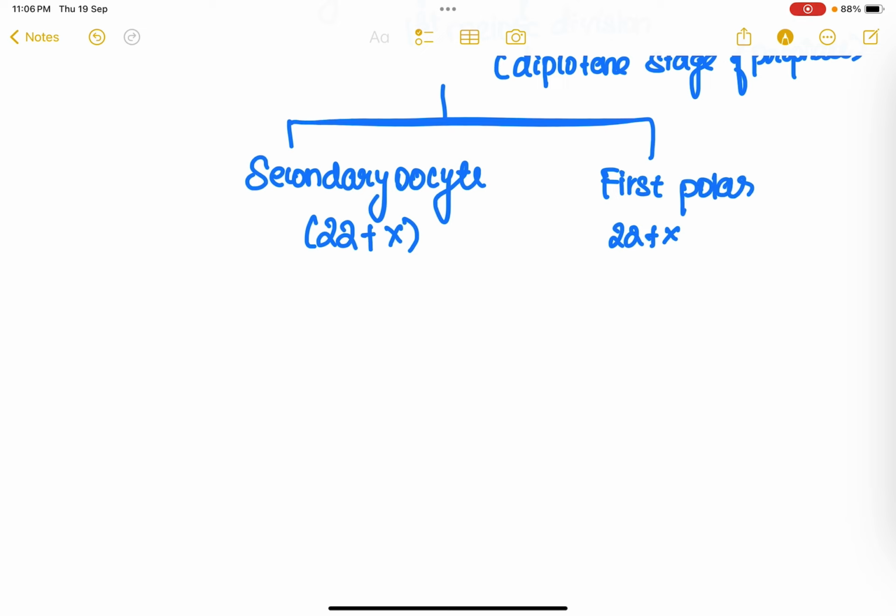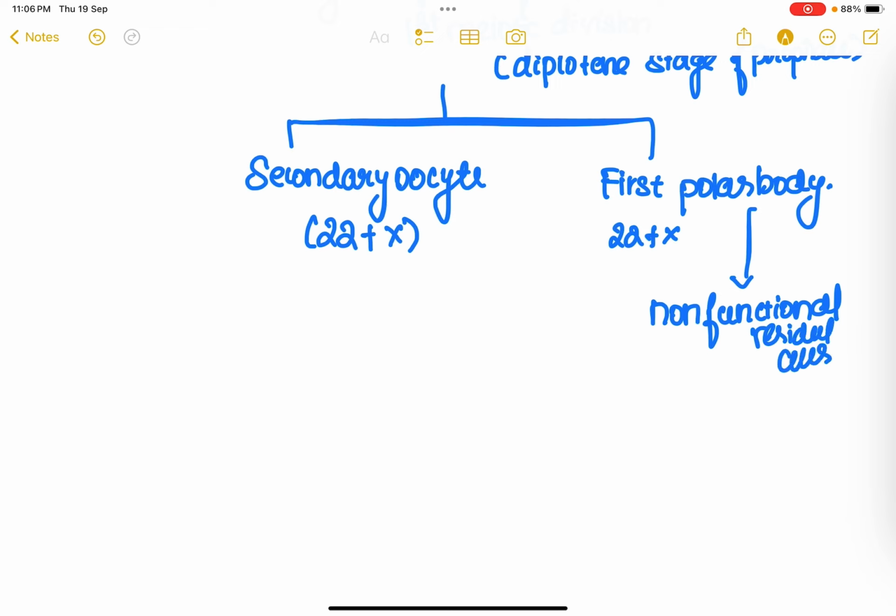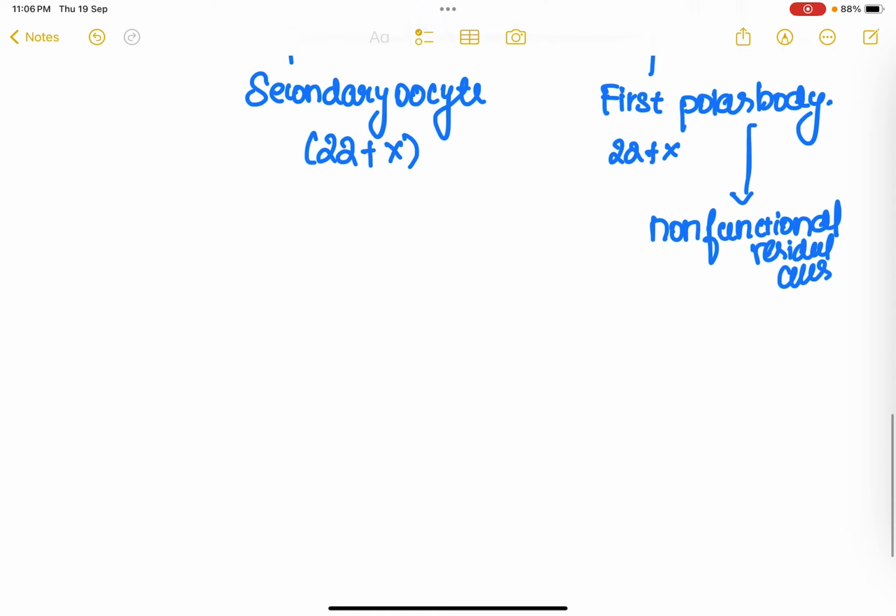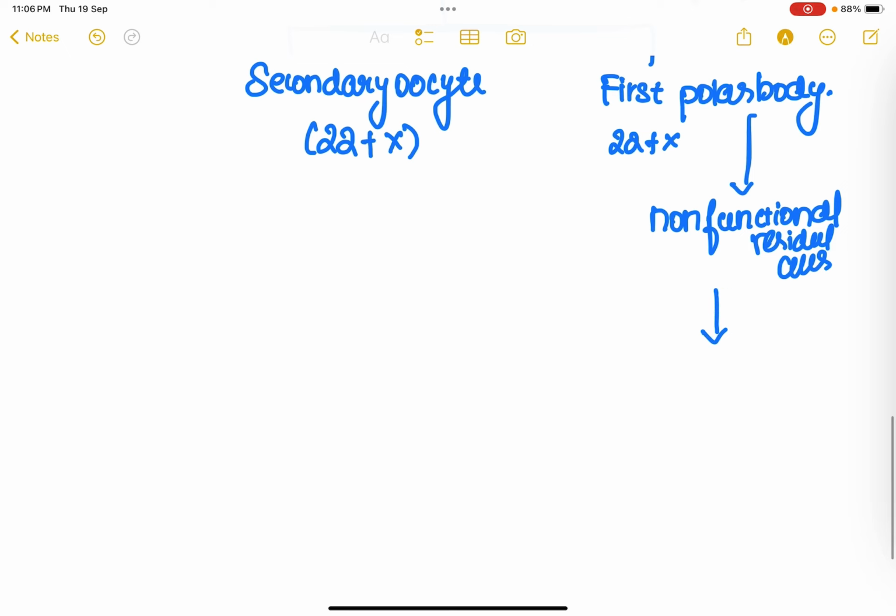Now you may ask, what are these polar bodies? See, these polar bodies are nothing but non-functional cells, the non-functional residual cells which are formed during the process of oogenesis. They consist of only the nucleus and the cytoplasm. We have nothing to do with these cells, but currently these polar bodies are used for pre-implantation genetic testing.